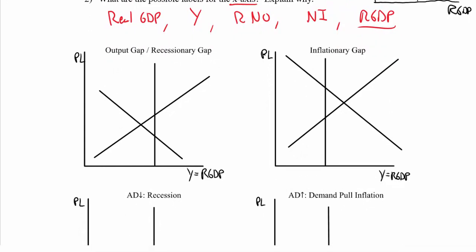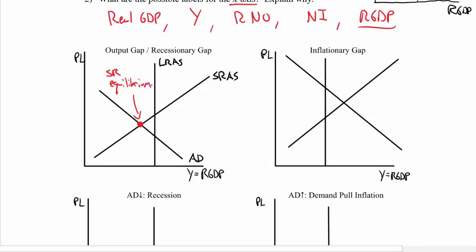The first thing I want to do though is complete this by filling in my labels. I'm going to have my long run aggregate supply. I'll have my short run aggregate supply, which is upward sloping, and I have my aggregate demand, which is always going to be downward sloping. Now, where the two lines cross, our aggregate demand and our short run aggregate supply, that's going to be our short run equilibrium, and we've always got a short run equilibrium. So I'll make this label SR equilibrium.